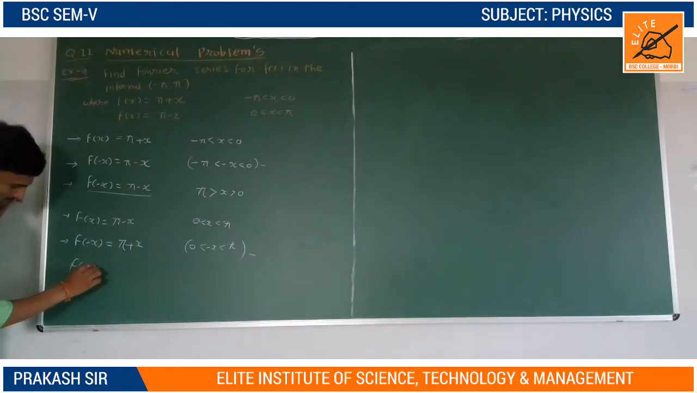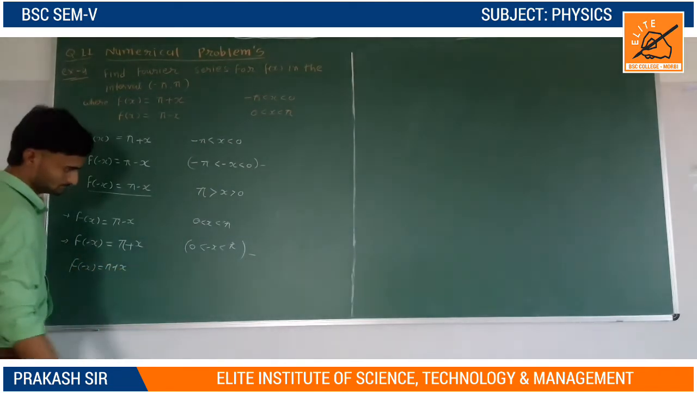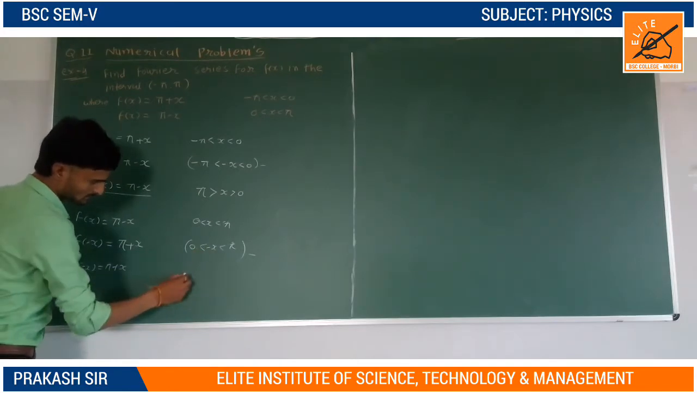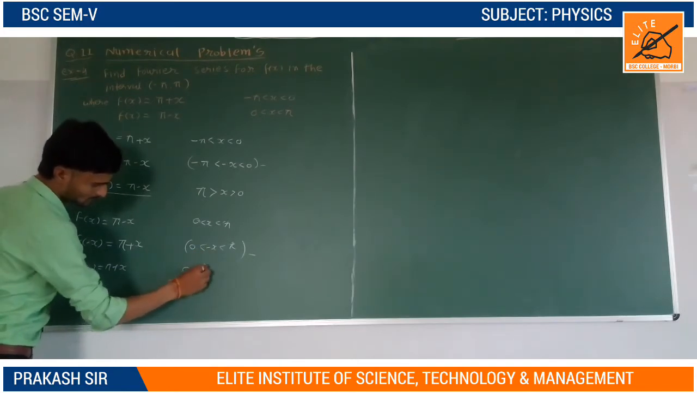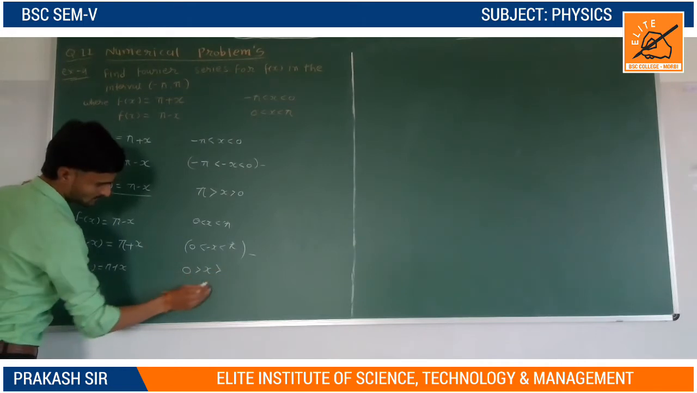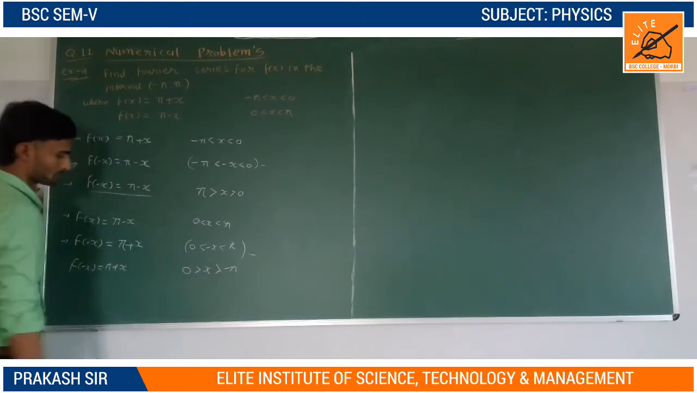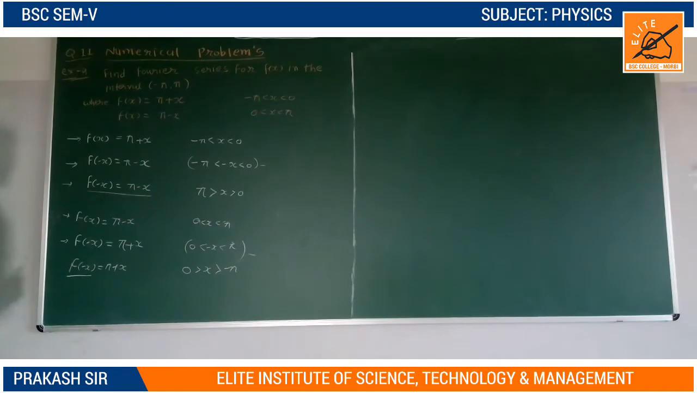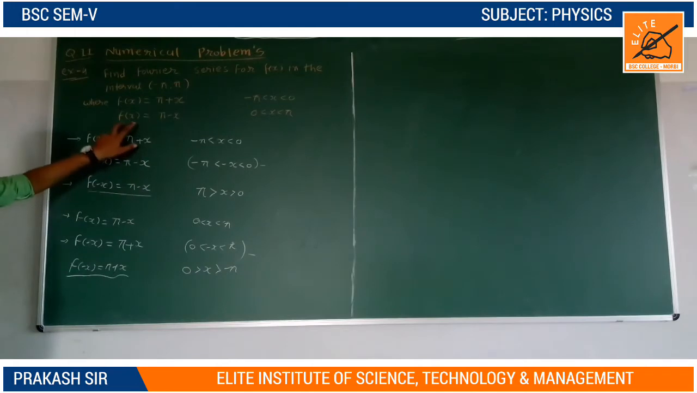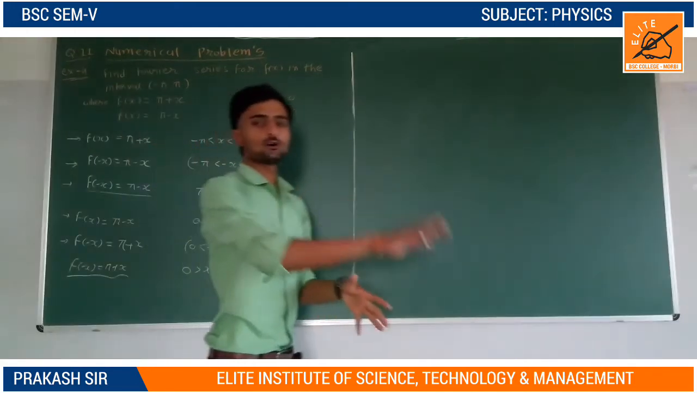So f of x is pi plus x, interval minus pi to 0. So here f of minus x is pi plus x, or here f of x is pi plus x. Similarly, here f of minus x is pi minus x, or here f of x is pi minus x. It is the same value, only the minus sign changes.